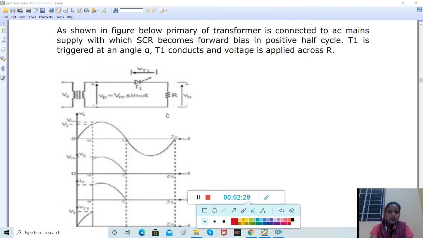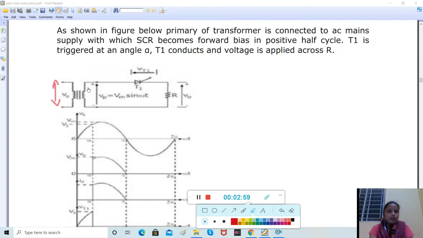See the circuit diagram part. This is the supply part. In the supply we give AC supply. Here Vs is the supply, and here we are using one transformer. What does the transformer do? A transformer can step up and step down the voltage.